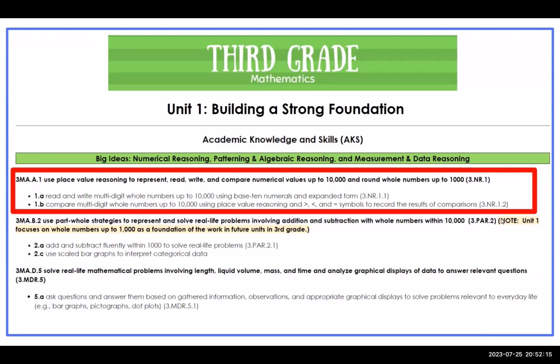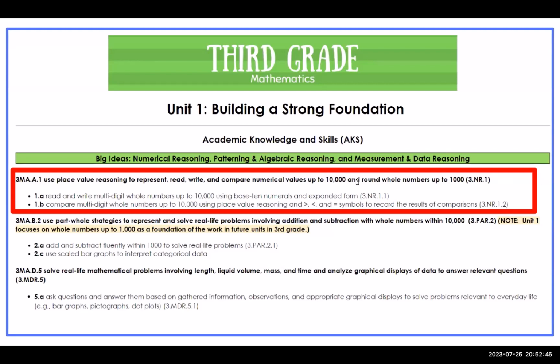Unit 1, Building a Foundation, continues the place value work that was mastered or completed in 2nd grade with numbers within 1,000. You've probably noticed that this AKS says that we will be working with numbers within 10,000. However, in this unit, we will only focus on numbers within 1,000. This is one of those AKS and IOAs that will repeat in a later unit.